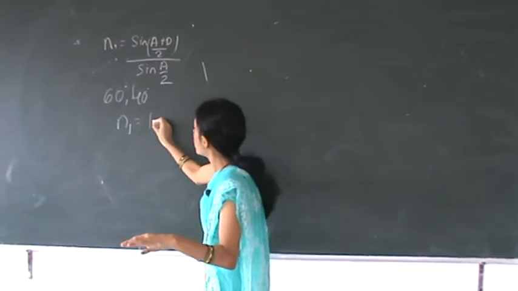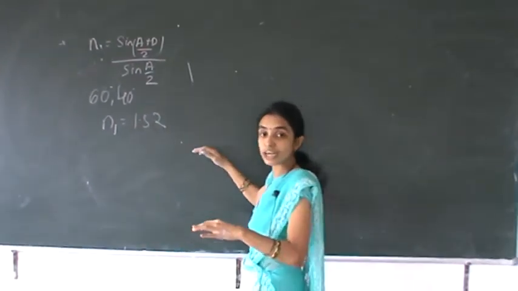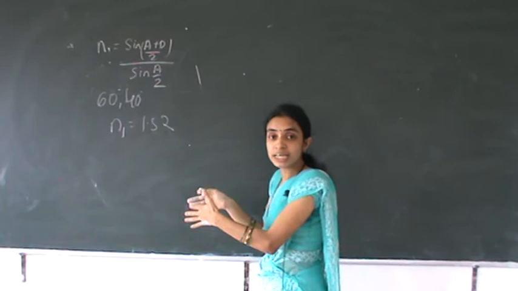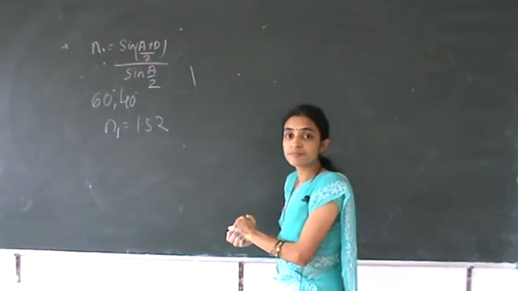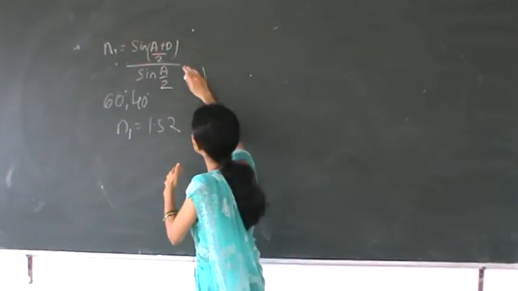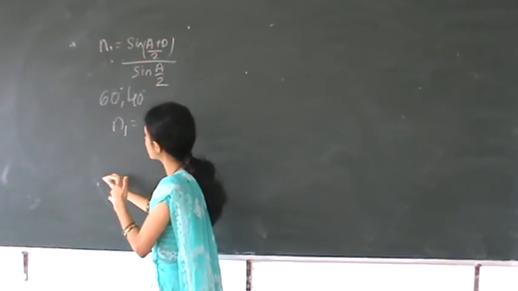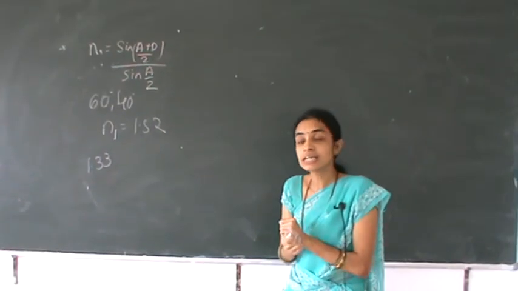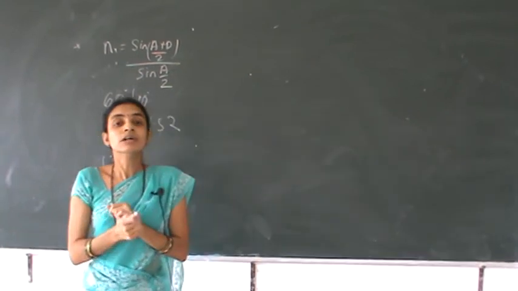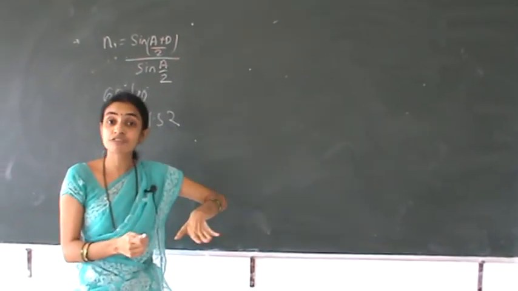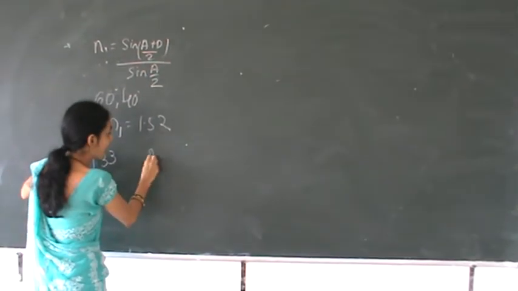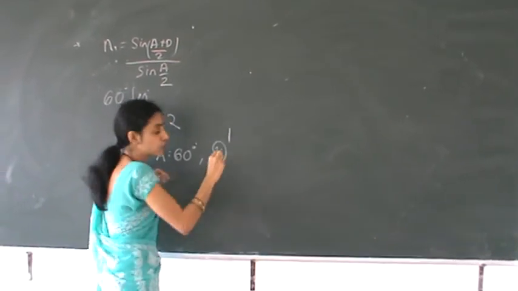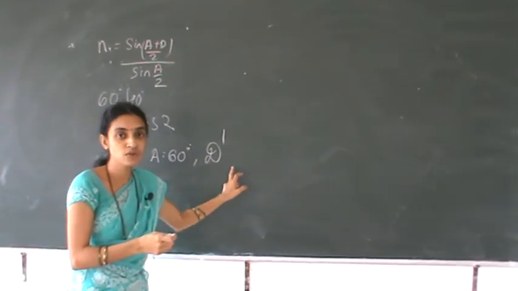Similar case, 1.52. Exactly what I have done a few minutes before. Next, the same prism has been immersed in water of refractive index 1.33. So here, what you have to find out? The angle of the prism will be fixed, that is 60 degree. The deviation value changes.